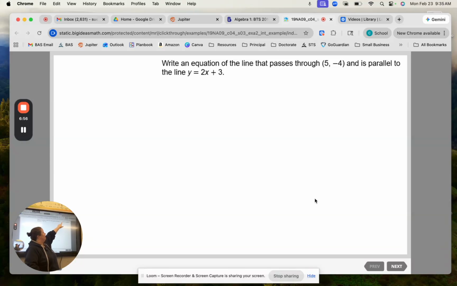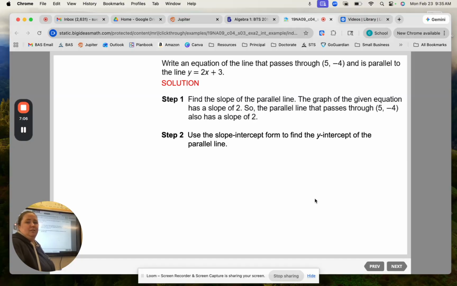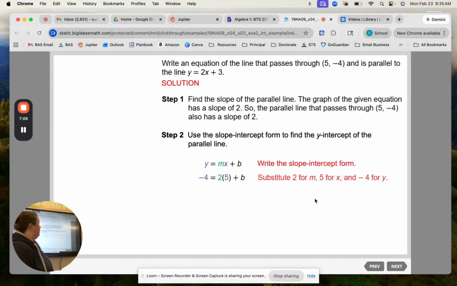What is this? X and y, right? So could I plug these in over here and then solve for b? Yes. So we're going to write a new equation. We already know the slope is 2, so we plug in our 2. We plug in our x at 5, and we plug in our -4 at y. And we just put b for our y-intercept because that's what we're trying to solve. Now we only have one variable, so we can solve it.